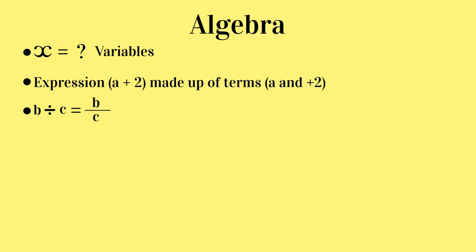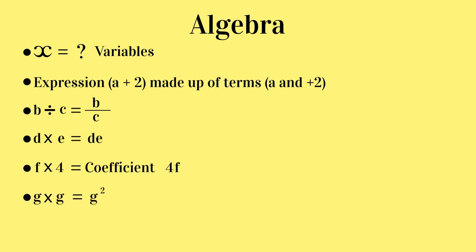When an expression includes multiplication, we connect the two terms together rather than use the multiplication sign. If we are multiplying a variable by a number, the number is called a coefficient, and we write these in front. Just like numbers, variables can be squared or cubed when multiplied by themselves.